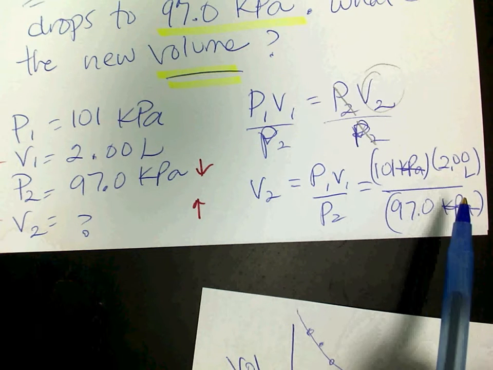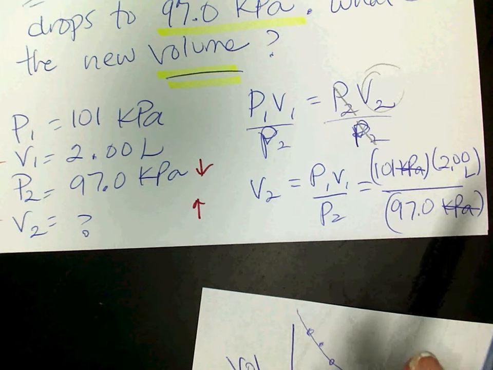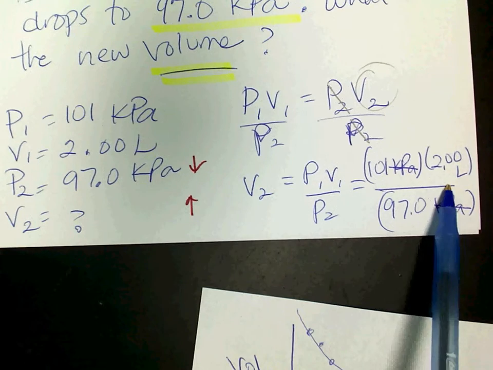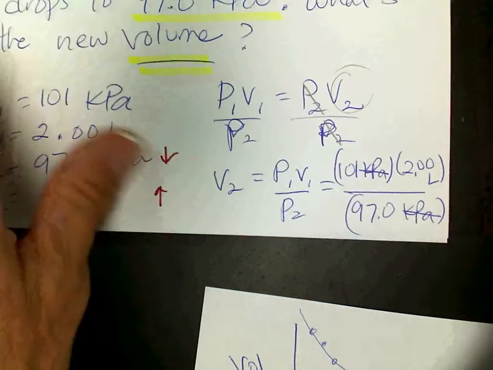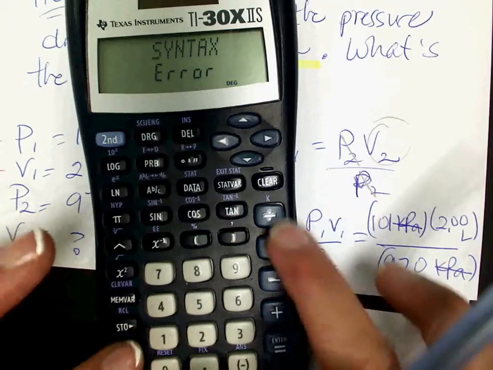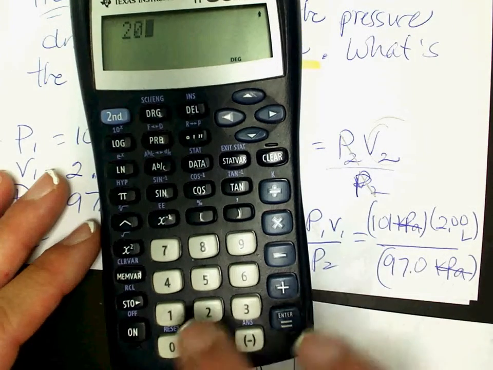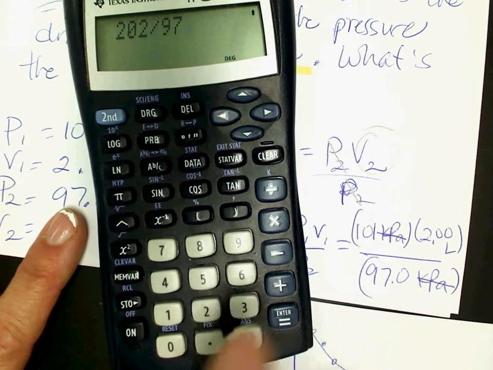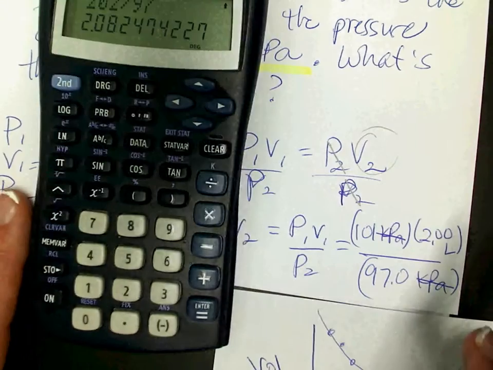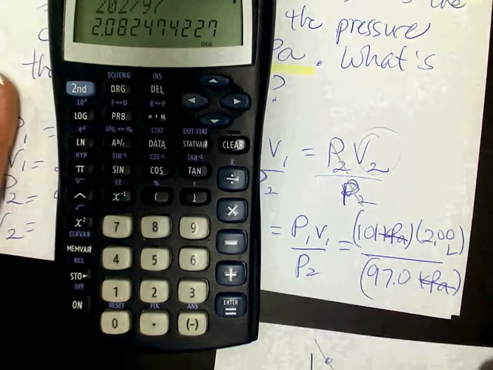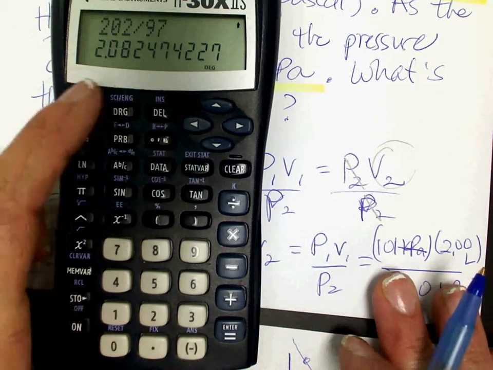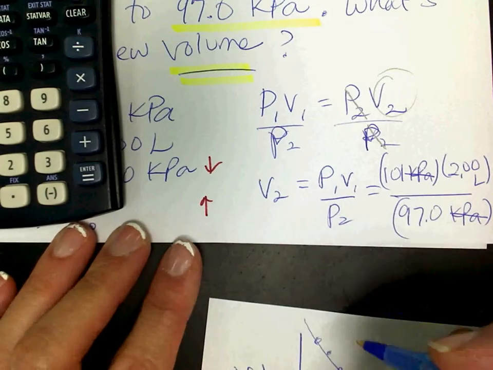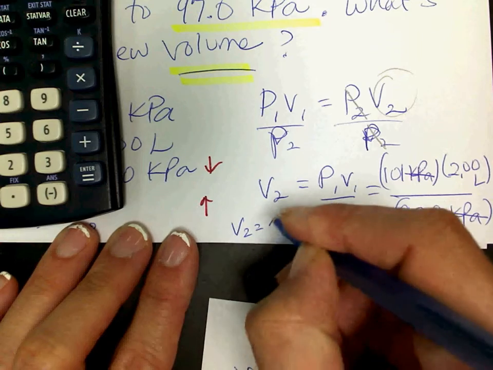So plug that into your calculator. How are you going to plug that into the calculator? 101 times 2 divided by 97. Okay, so let's plug that in and see what we get. Now, you know I can do 101 times 2 is 202, right? Okay, divide by 97 equals, all right, let's go ahead and round to the tenths place. That's always a safe place to round to. So what would that be if I round to the tenths place? 2.1, okay? So my volume is 2.1 liters.